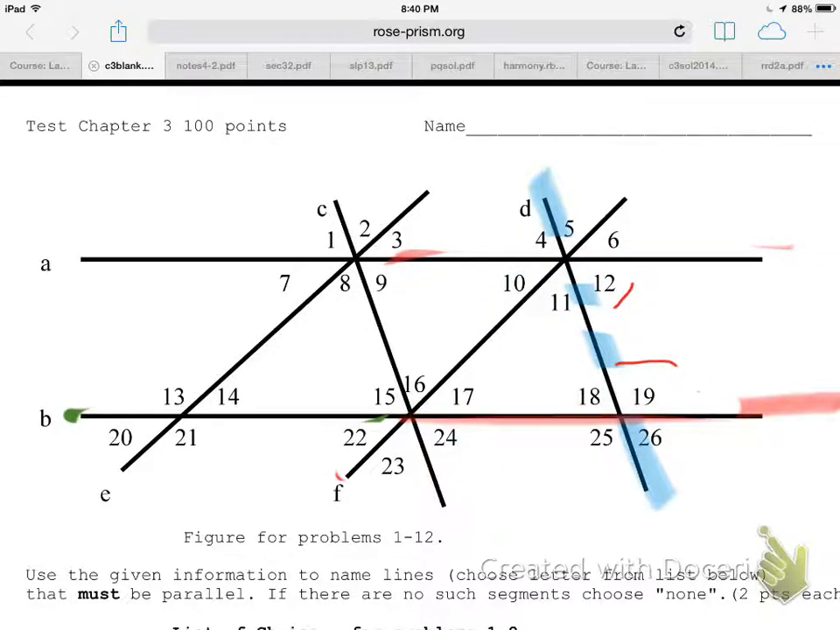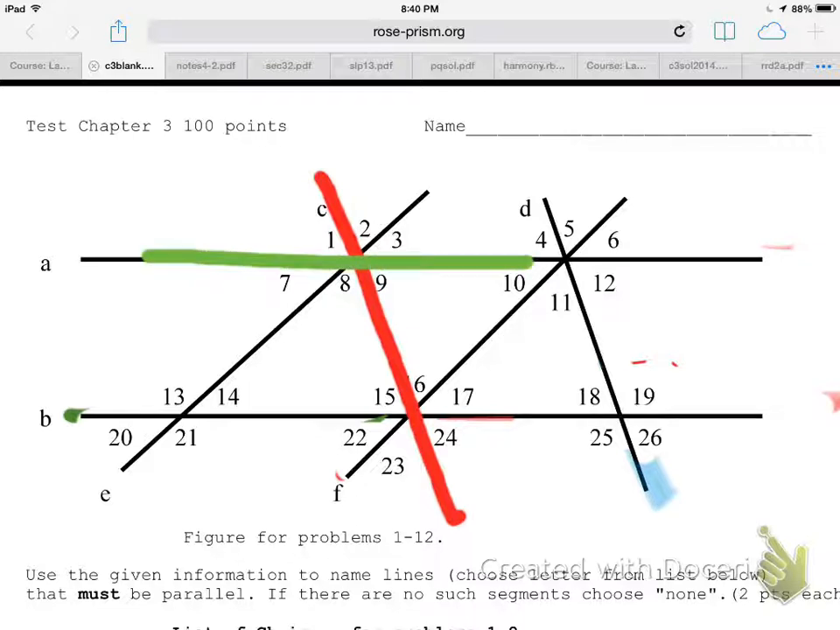On problem number 5, 9 is congruent to 15. Alright, 9 and 15. They have C as their transversal, the line that forms a side of both of them. The other side of angle 9 is line A. The other side of 15 is line B. So if anything is going on, and they were given as congruent, then we're going to have A parallel to B.